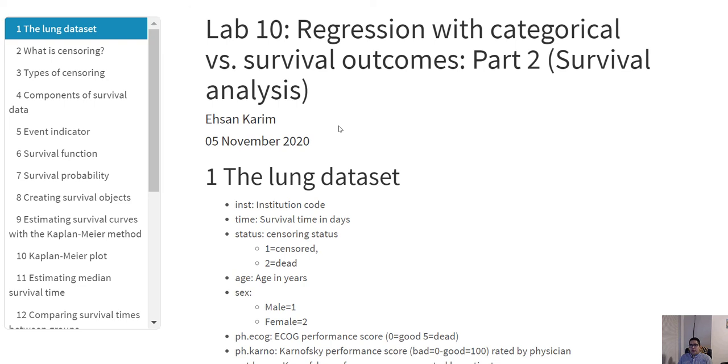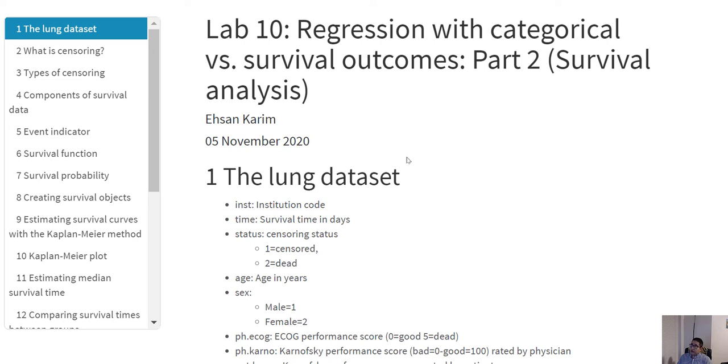Alright, so today we are going to show you some of the functions within R that will help you to do some of the survival analysis that we have discussed in the earlier lecture.